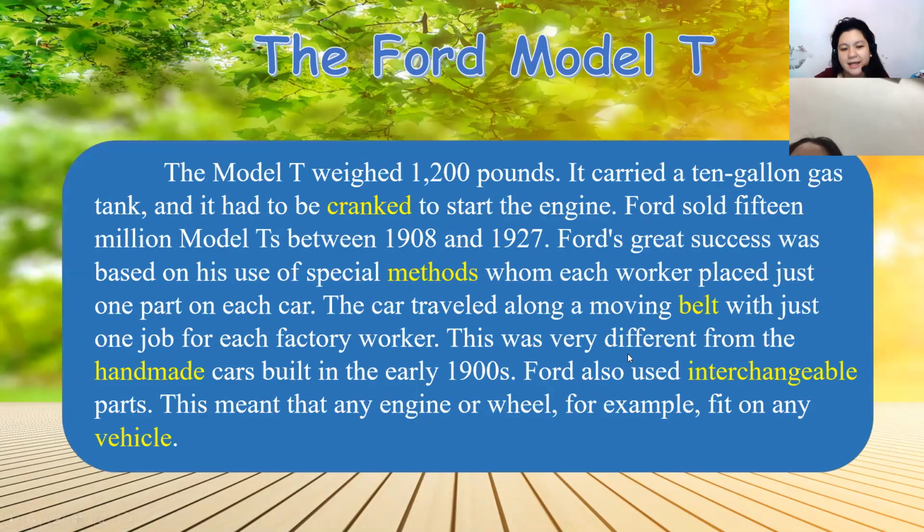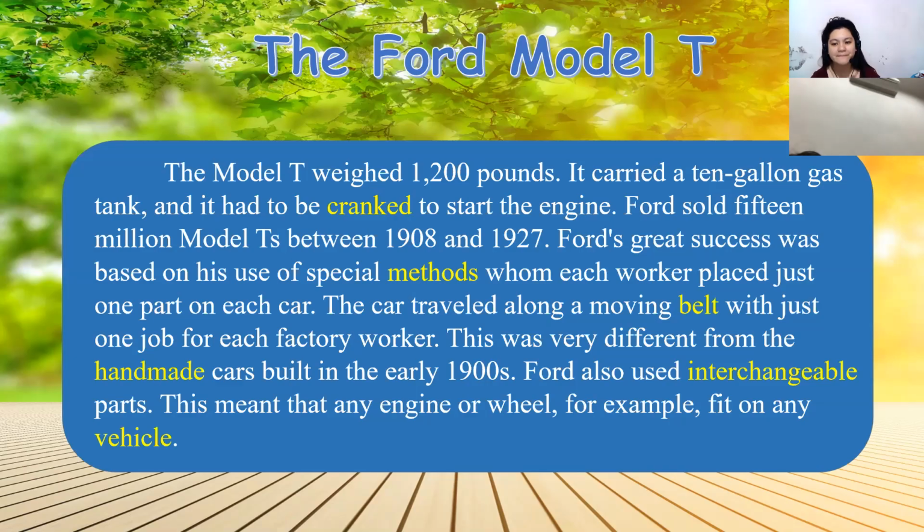Repeat after me. Okay, let's do a role play. After every period, after every sentence, let's interchange. Now, the Model T weighed 1,200 pounds. It carried a 10-gallon gas tank, and it had to be cranked to start the engine. Engine. It's engine, okay? Ford sold 15 million Model Ts between 1908 and 1927.